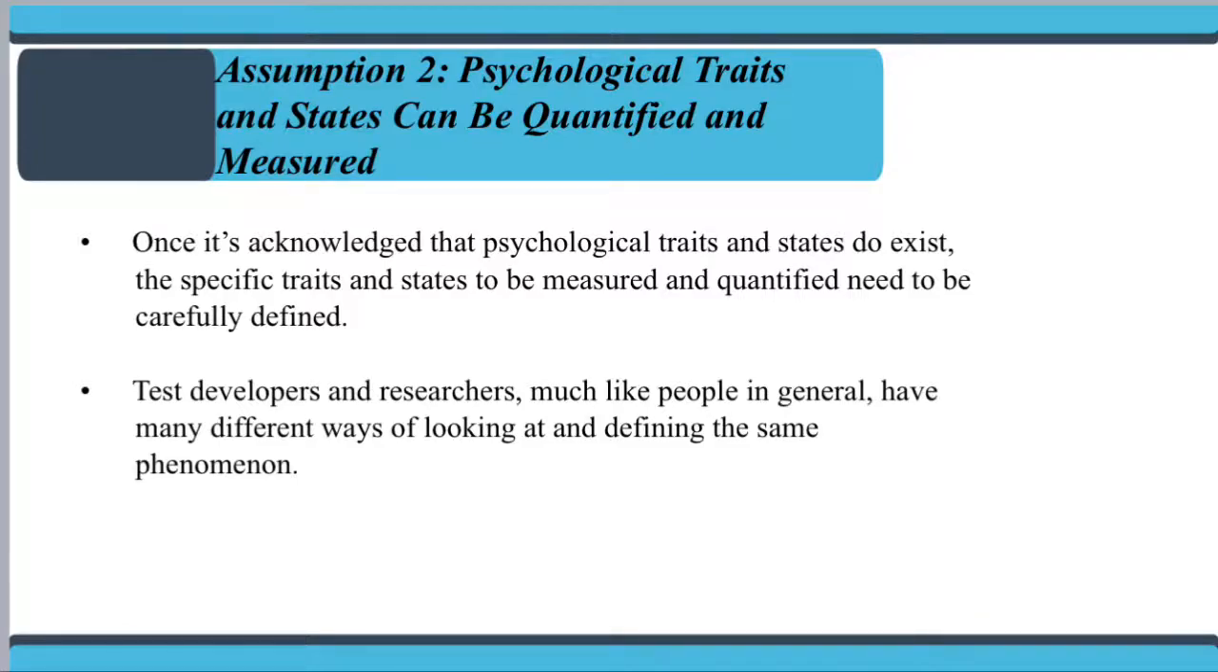Psychological traits and states can be quantified and measured. Once it is acknowledged that psychological traits and states do exist, the specific traits and states to be measured and quantified need to be carefully defined. Test developers and researchers, much like people in general, have many different ways of looking at and defining the same phenomenon. So for example, aggressiveness. People define aggressiveness in different ways.